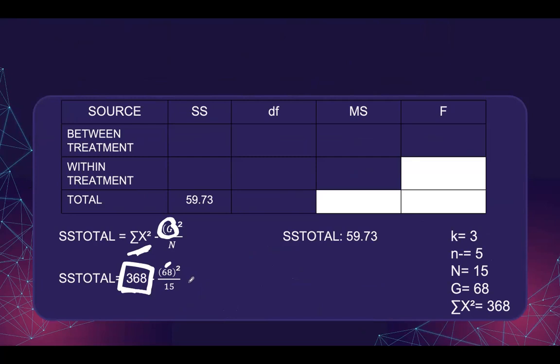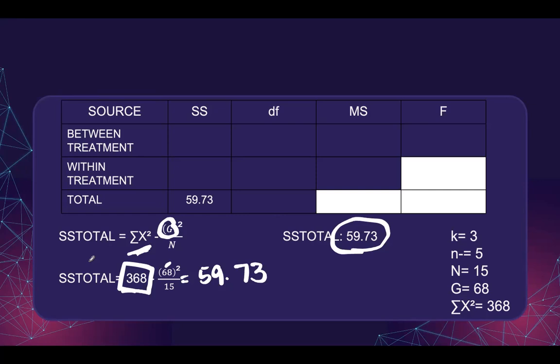Okay, so we will get 308.27. You subtract that from 368. So we will get an answer of 59.73. Okay, so we have now gotten the total sum of squares.